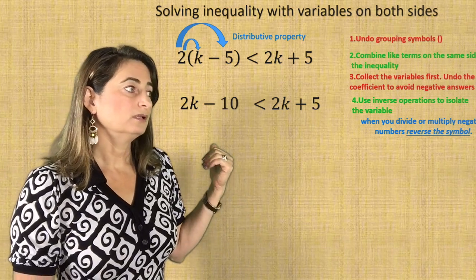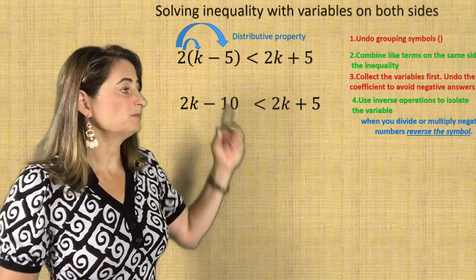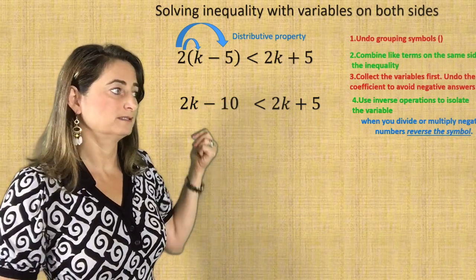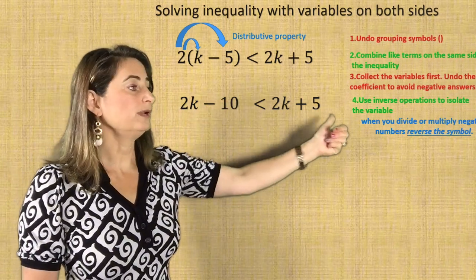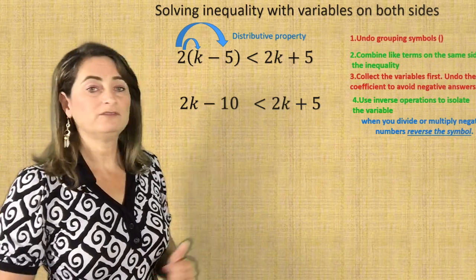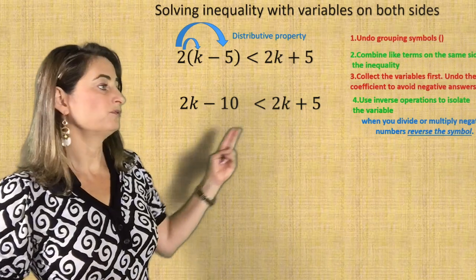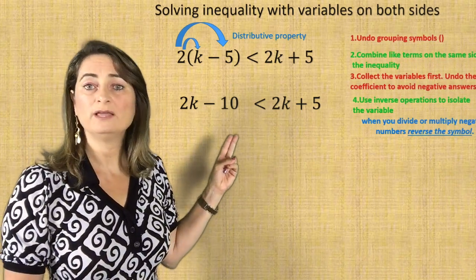Now, combine like terms on the same side of the equation. I can't because they're not like terms. I cannot subtract 2 and 10 or add 2 and 5. They're not like terms. So collect the variables on one side of the equation, choose the least coefficient. They both have the same coefficient of 2, and they're both positive.